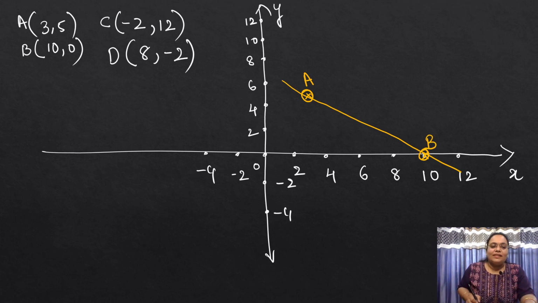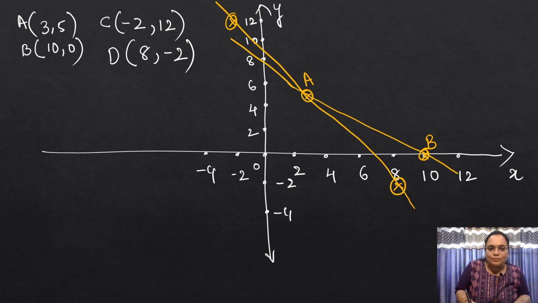The next point is minus 2 and 12. Minus 2 on the x-axis and 12 on the y-axis, which is here. The next point is 8 and minus 2. 8 on the x-axis and minus 2 on the y-axis. Now join these 2 points. This point is your C and this is the D point.